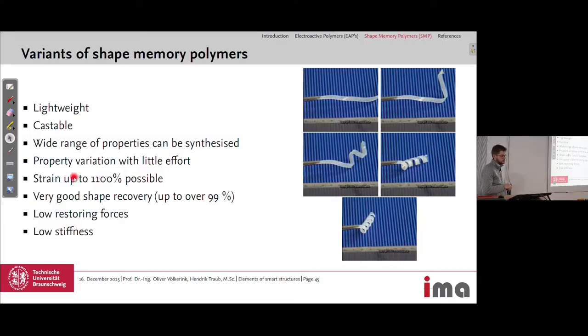This was the one key parameter we had 2 slides before. But we have low restoring forces and low stiffness. So if you need an actuator with high forces, then it's not the best material. But if you need large displacements, you could use shape memory polymers. But you can use it only one time, or you have to think of mechanisms to memorize the shape again, to use it again.